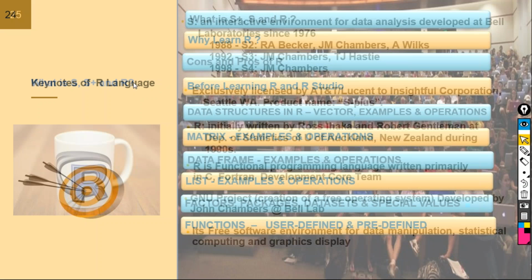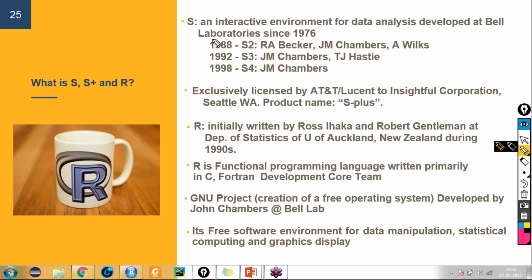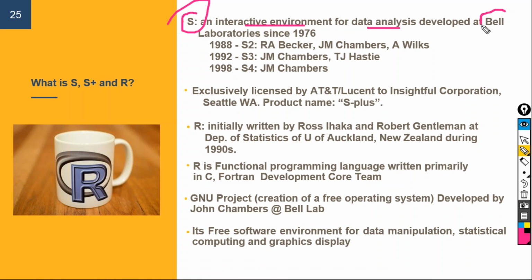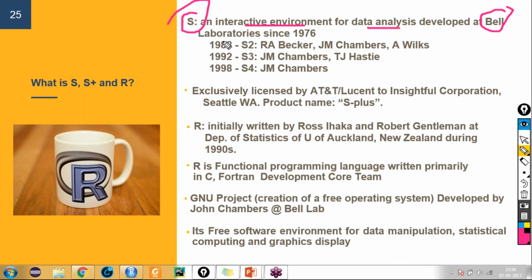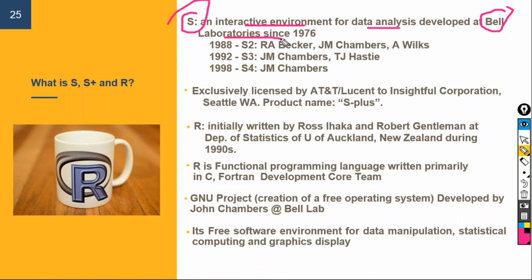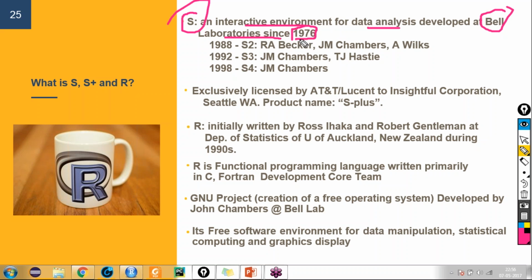What is S plus and R? S is an interactive environment. It's a language for data analysts, right? It was developed at Bell Laboratories in 1976, correct? Basically this is something for pure data analysis. And I would say at that time, when it was developed in 1976, there was no Python or anything, right? So S was the king of the market at that time.